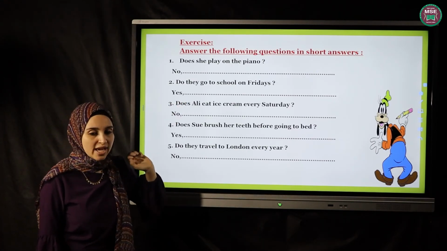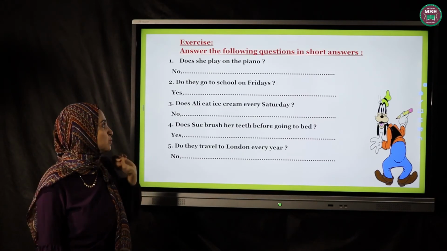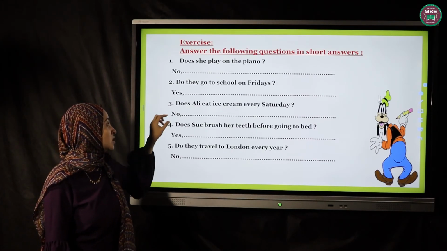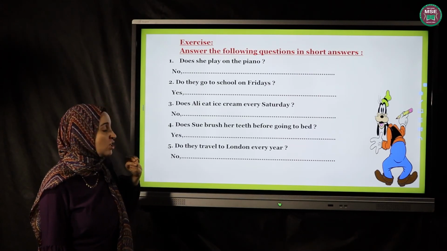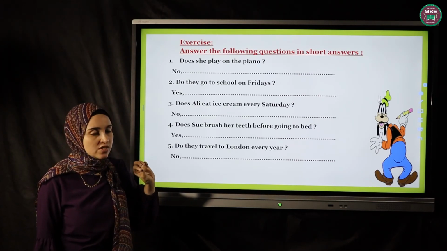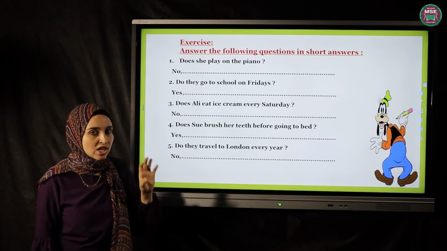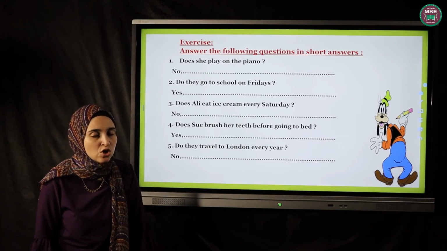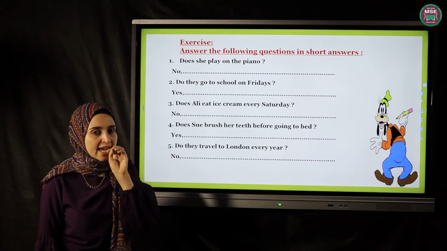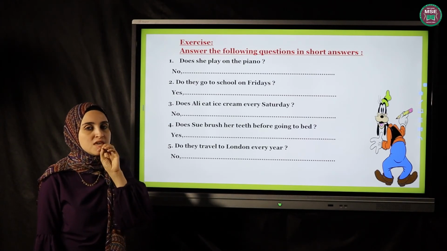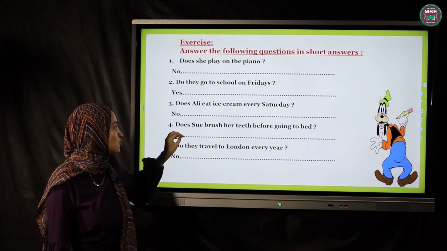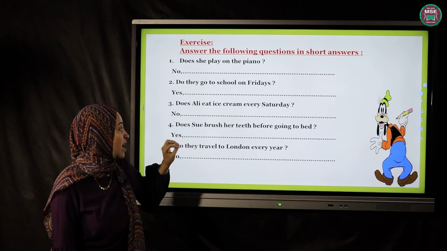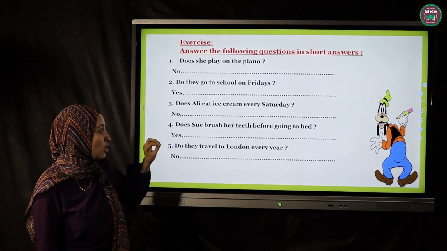Number 2, do they go to school on Fridays? Yes, they do. Excellent. Yes, they do. Number 3, does Ali eat ice cream every Saturday? No, he doesn't. Remember, if I have no, my short answer must be in negative form.